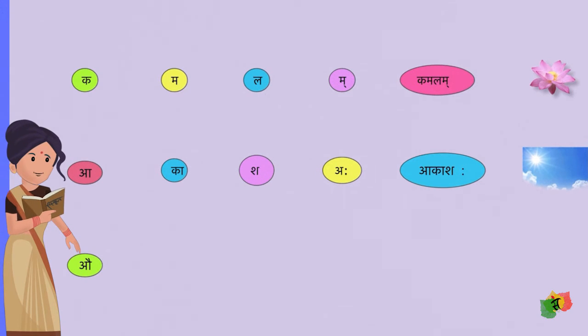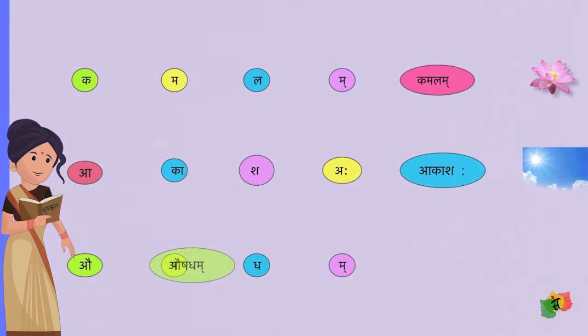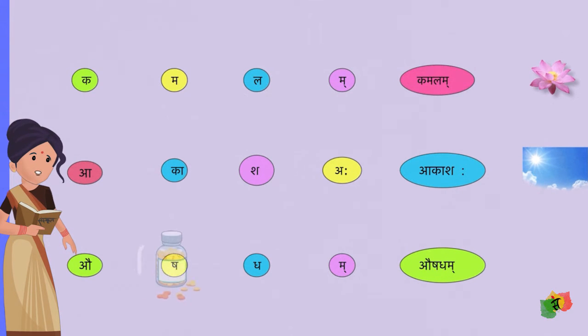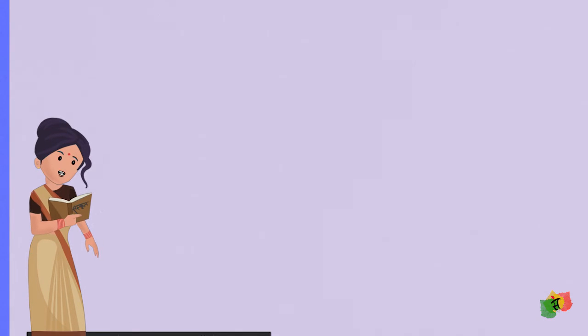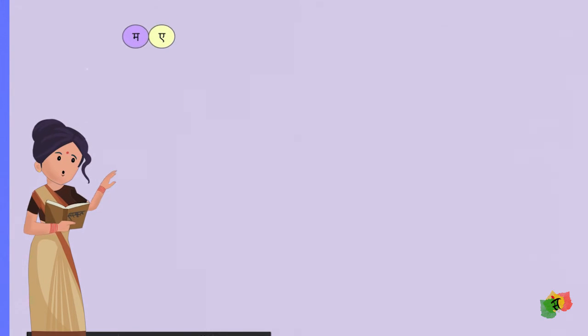When au joins with sha, da, we get the word aushadam, which means medicine. Let's have a look at a few more simple words.